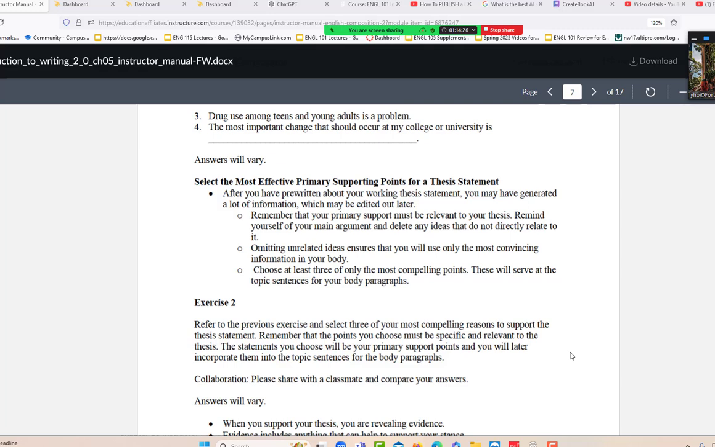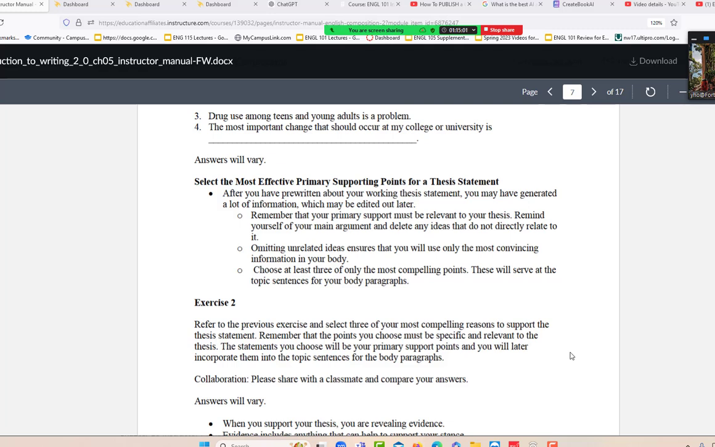Select the most effective primary supporting points for a thesis statement. After you have pre-written about your working thesis statement, you may have generated a lot of information which may be edited out later. Remember that your primary support must be relevant to your thesis. Remind yourself of your main argument and delete any ideas that do not directly relate to it. Omitting unrelated ideas ensures that you will use only the most convincing information in your body.